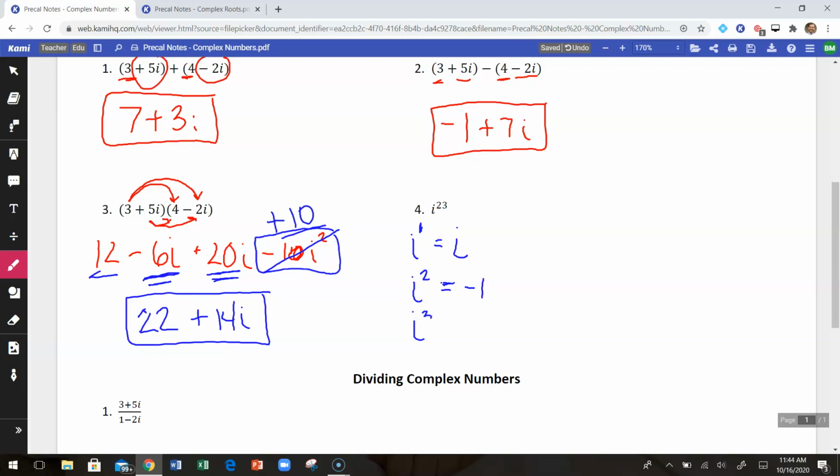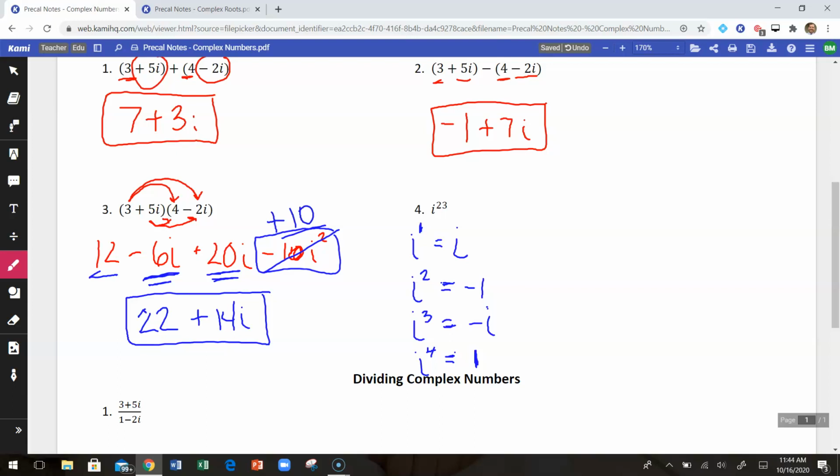i to the 3rd power would then be take that thing and multiply by i, which means I'm going to get negative i if I do i to the 3rd power. And i to the 4th power, if I take negative i and I multiply by another i, that's going to be negative i squared, which is going to turn that to positive 1.